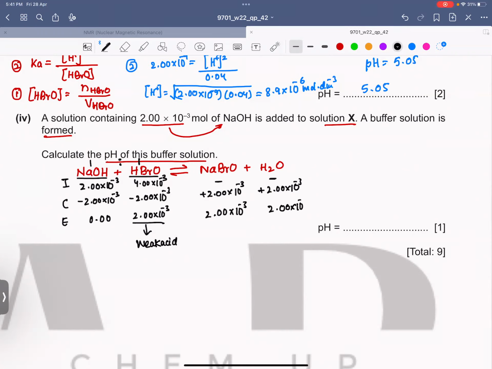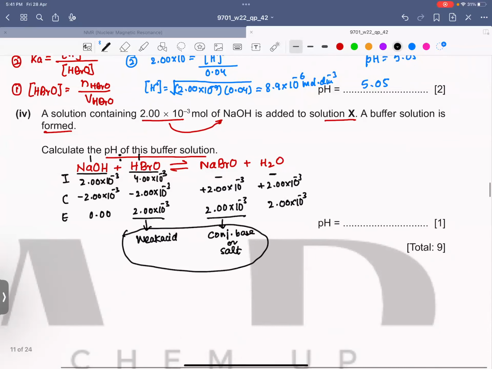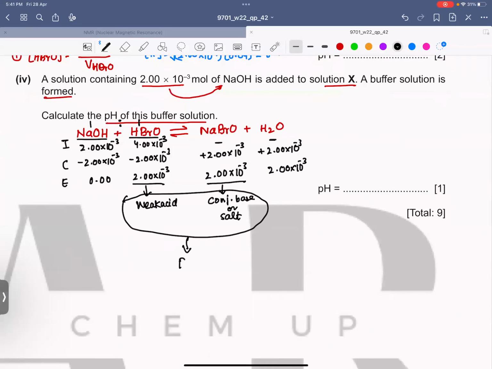So this is the conjugate base, or the salt of that weak acid, right? So in the mixture, as these two are present, this solution now becomes a buffer. And in that buffer solution, the moles of HBrO, that is the weak acid, is 2 exponent minus 3. And the moles of the salt, that is NaBrO, is 2 exponent minus 3 as well. Is this understandable?